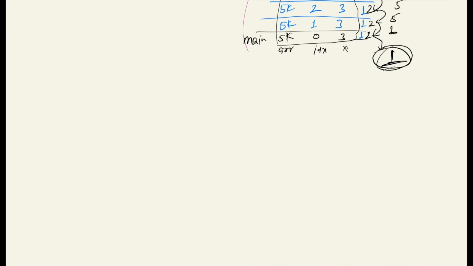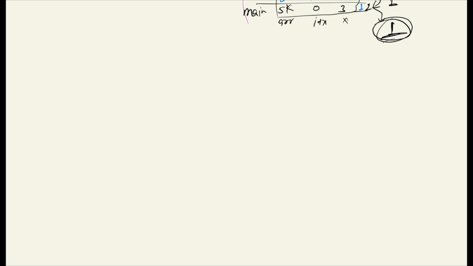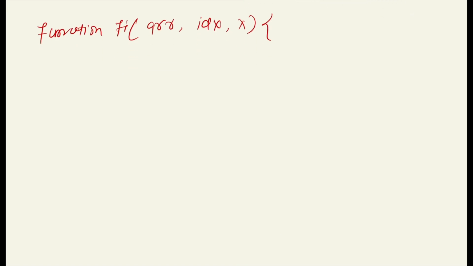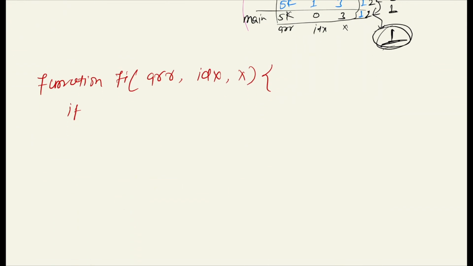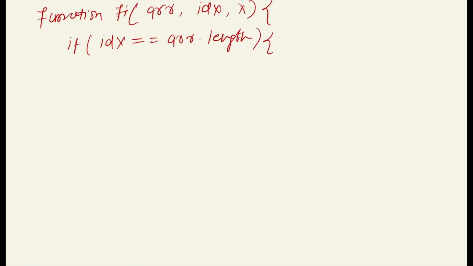So now our function will look like this. Function fi, we are passing array, index, and then x. This is the body of the function. Here we will implement our base case. If index equals array length, at that point of time it should return what?